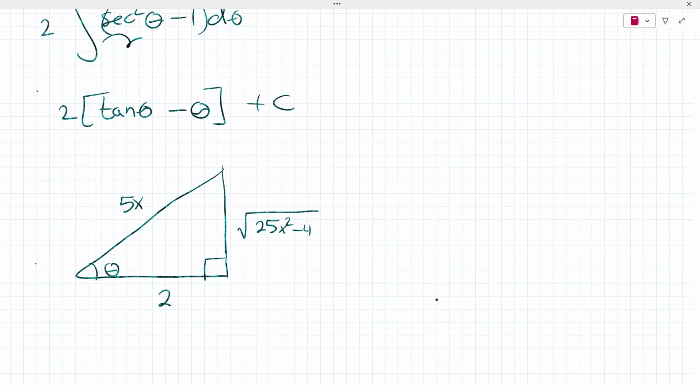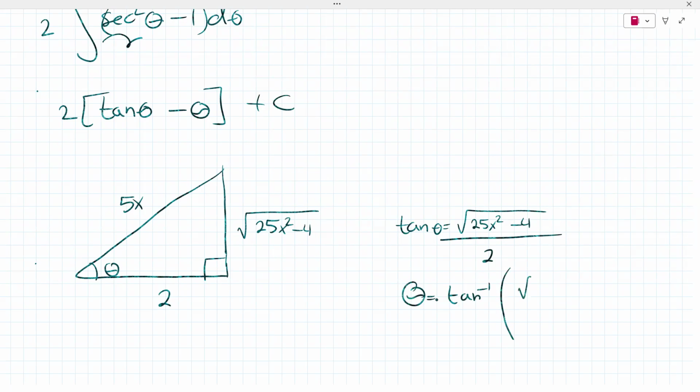So we need to find tan theta and theta. So we know that, yes, we were given tan theta is square root of 25x squared minus 4 all over 2. So if you wanted to solve for theta, it's going to be tan inverse of square root of 25x squared minus 4 over 2.